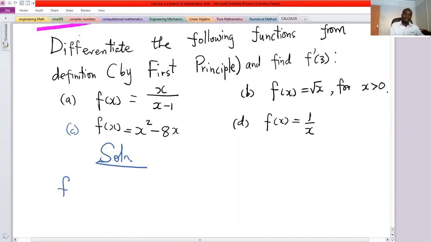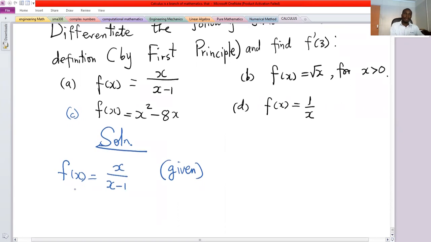So f of x is x over x minus 1. This is already given. And then we need to define f of x plus h. So where there's x, we put x plus h.